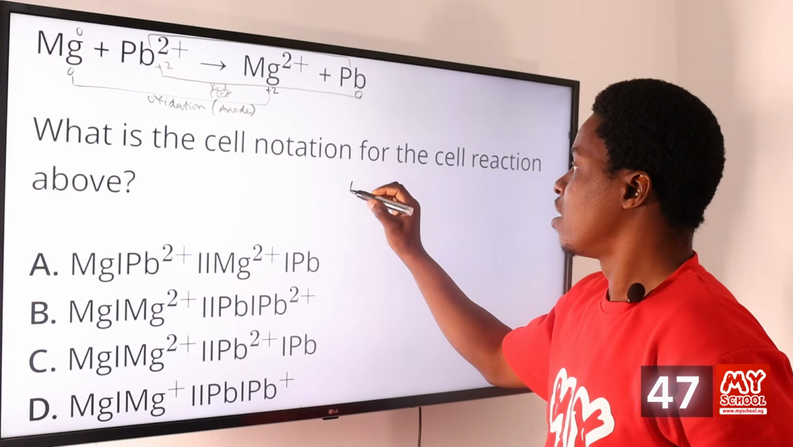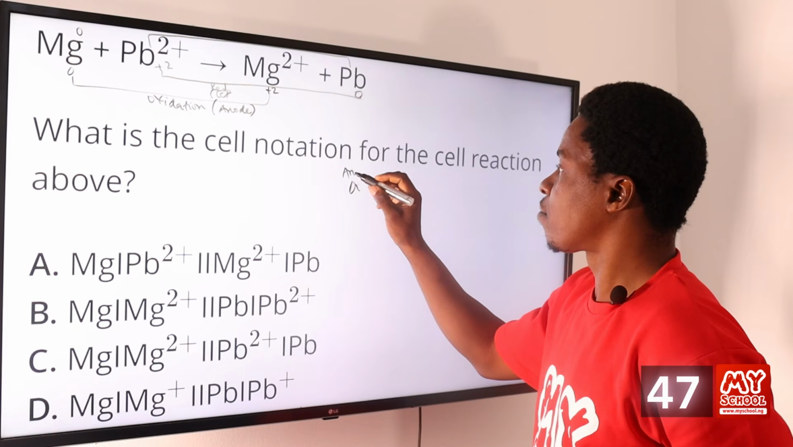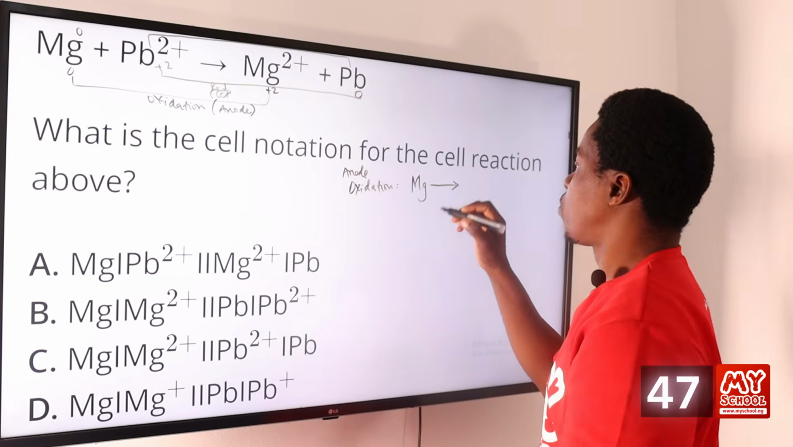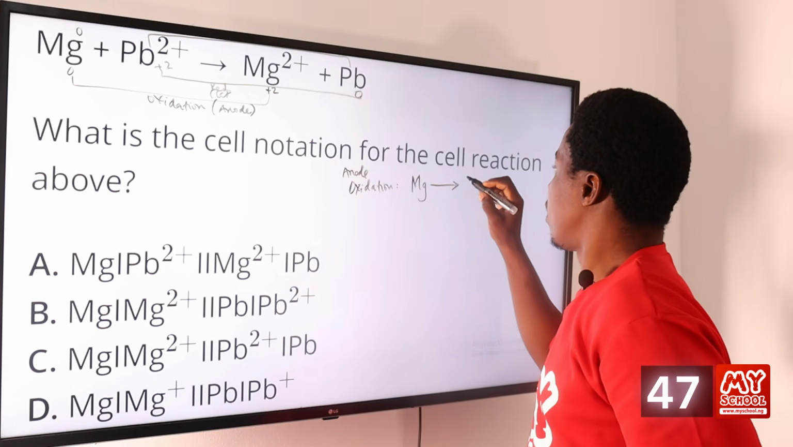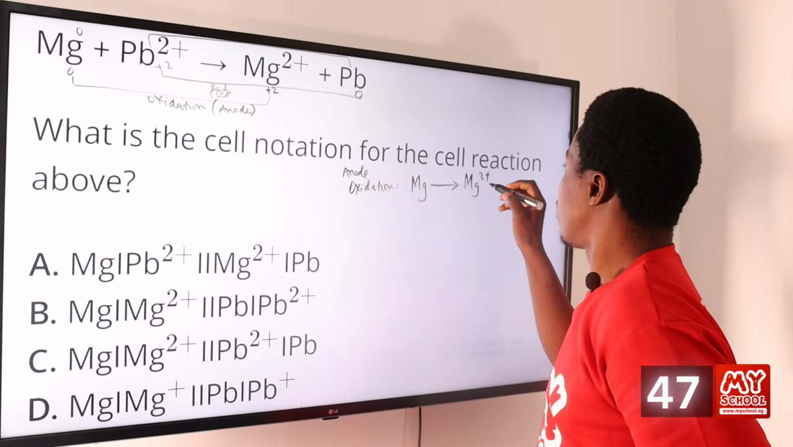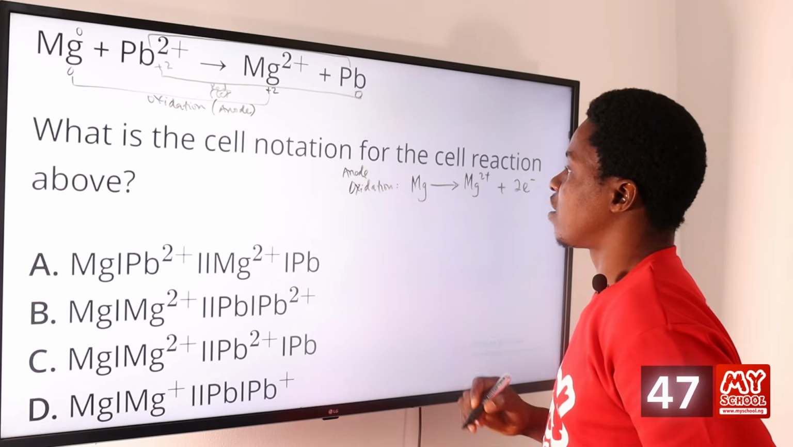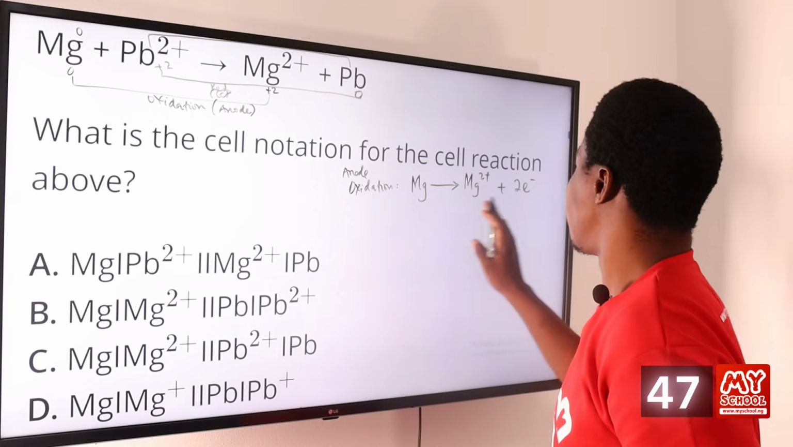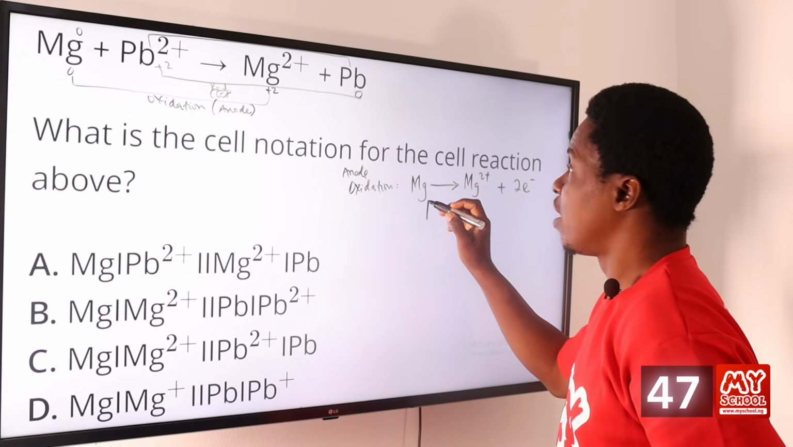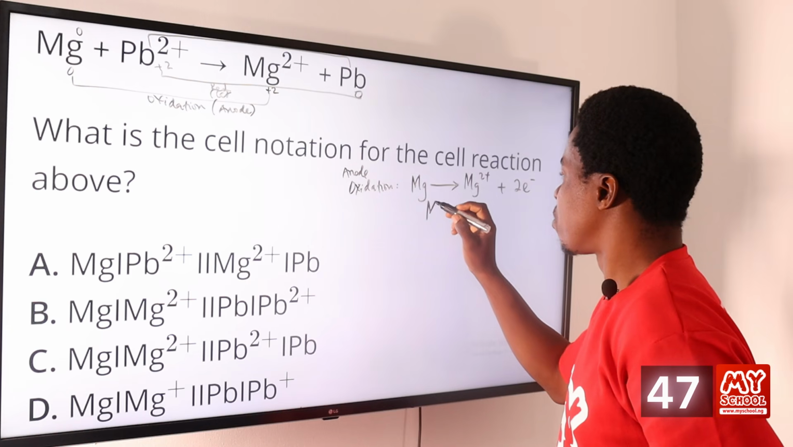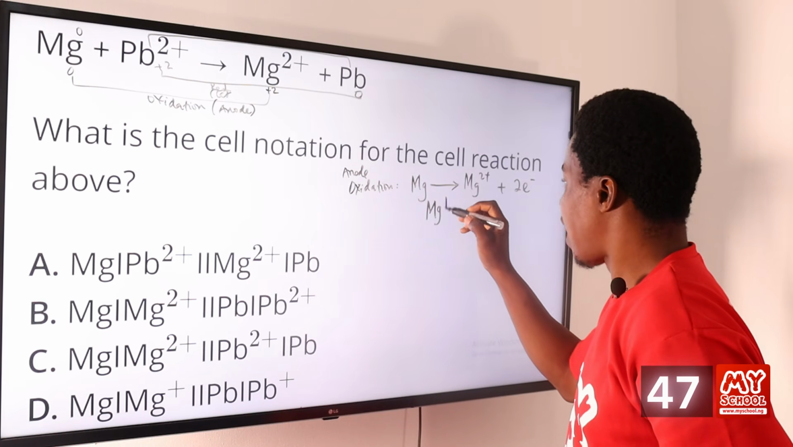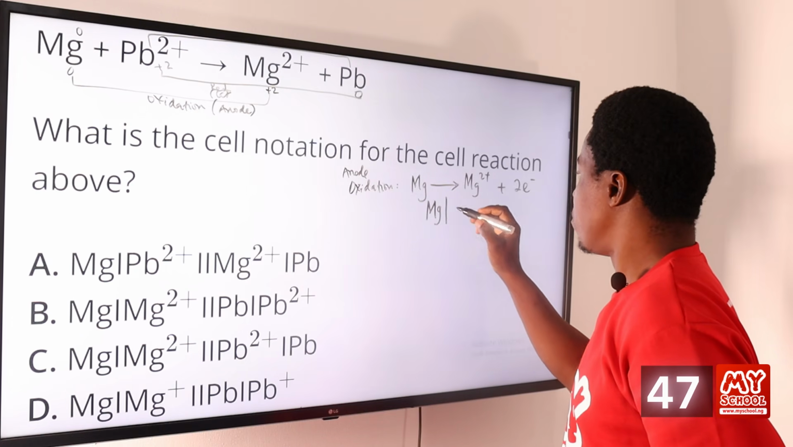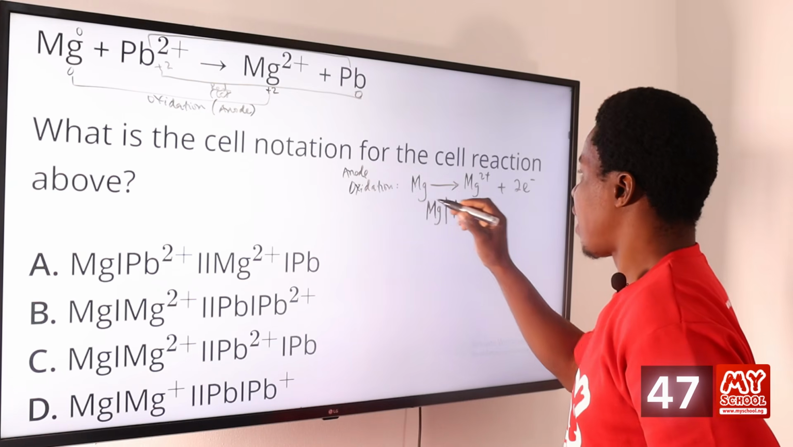So if you are going to write it, what happens first? At the anode, that's where oxidation takes place, so magnesium loses 2 electrons and becomes Mg2+ plus 2 electrons. When we represent this in cell notation, it is going to be Mg, then a straight vertical stroke, then Mg2+. That's what happens here.